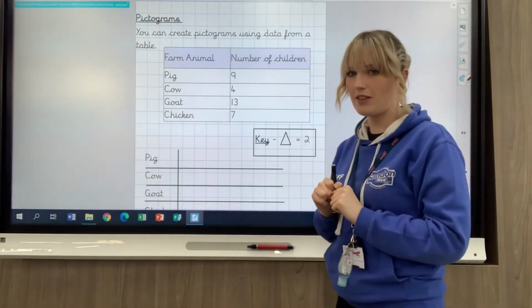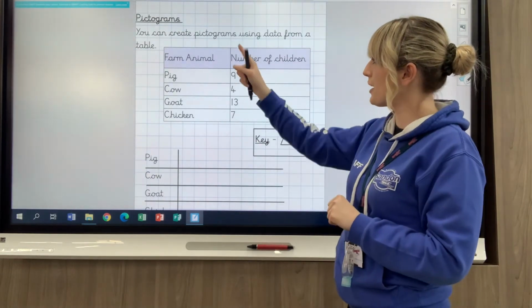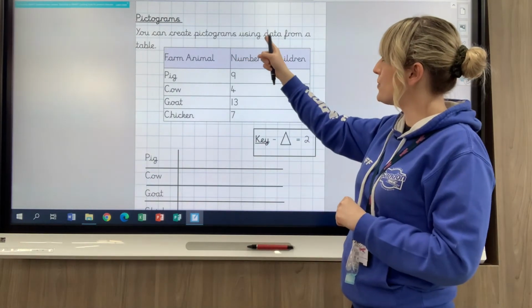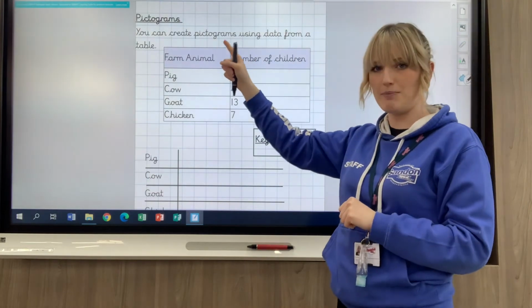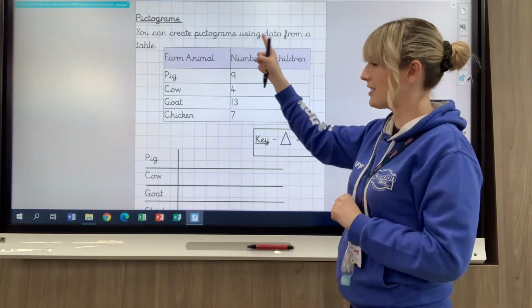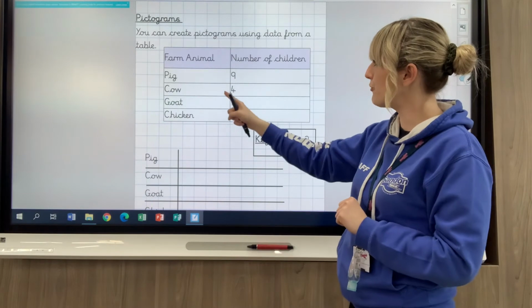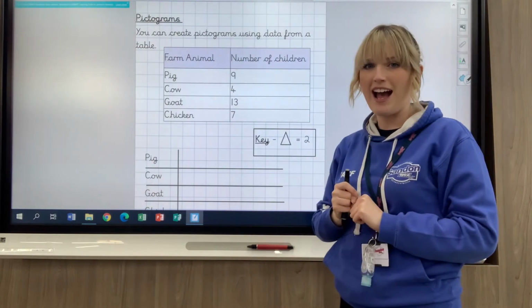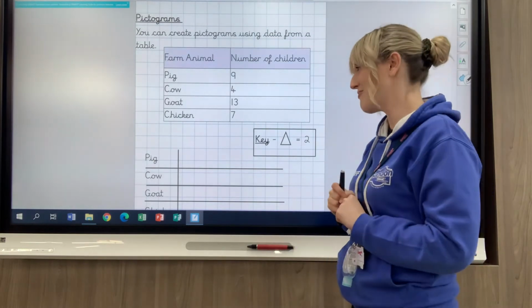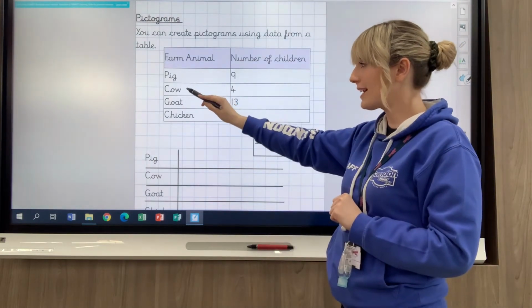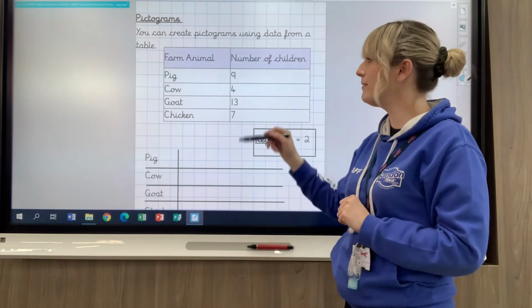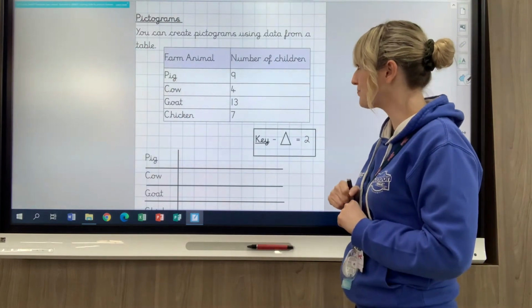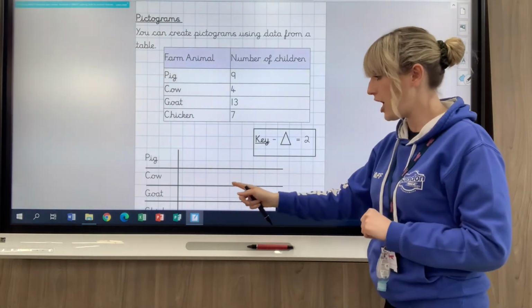Okay. So here it says you can create pictograms using data from a table. So yesterday we had a look at tables, and this is an example of one. So we've got the farm animal and the number of children. I think they were perhaps voting for their favourite. So we've got pig, cow, goat, chicken, and we've got the number for each one. Now here's the start of our pictogram.